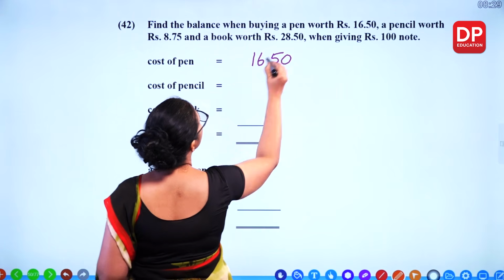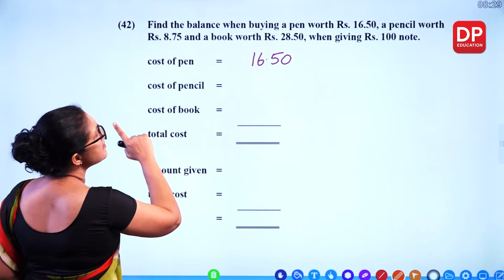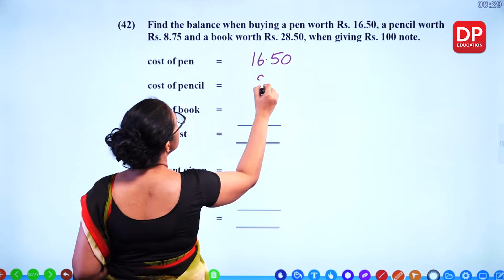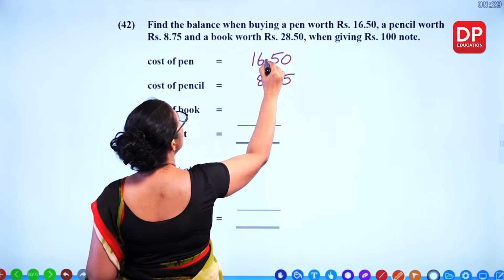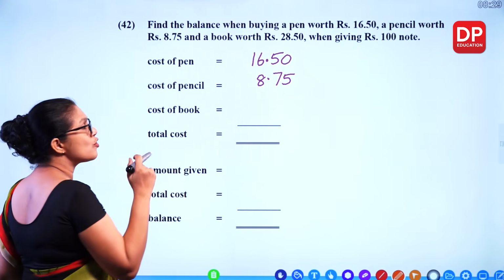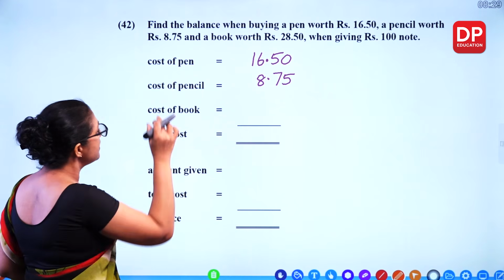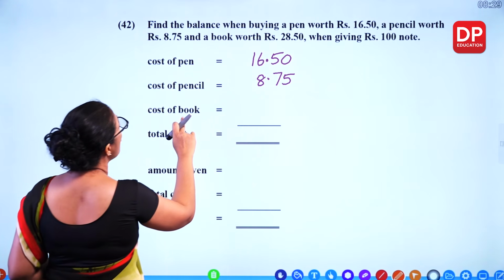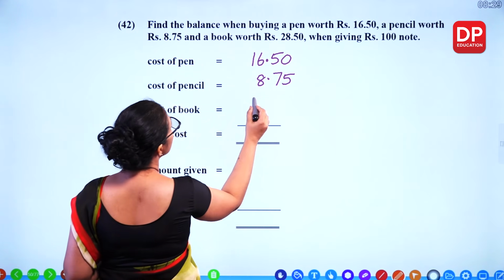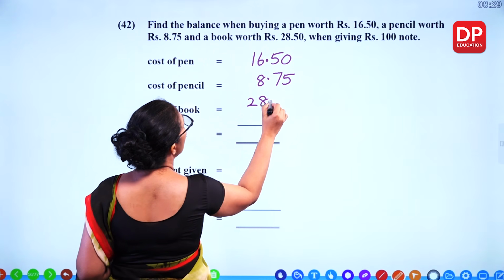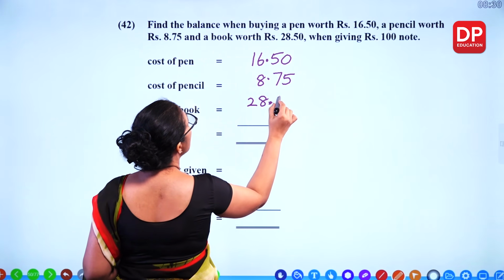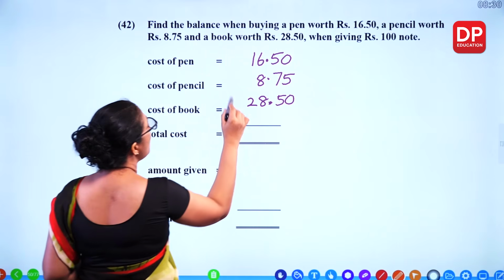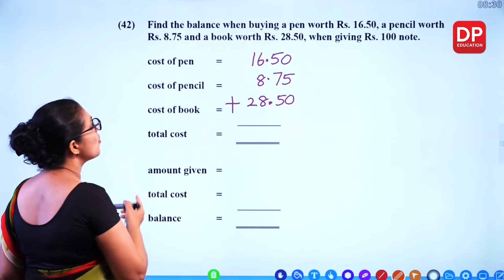16.50. Cost of a pencil? 8.75. So you have to write in a column so that the decimal points align in a column. Cost of book? 28.50. Now we'll add and see what's the total cost.